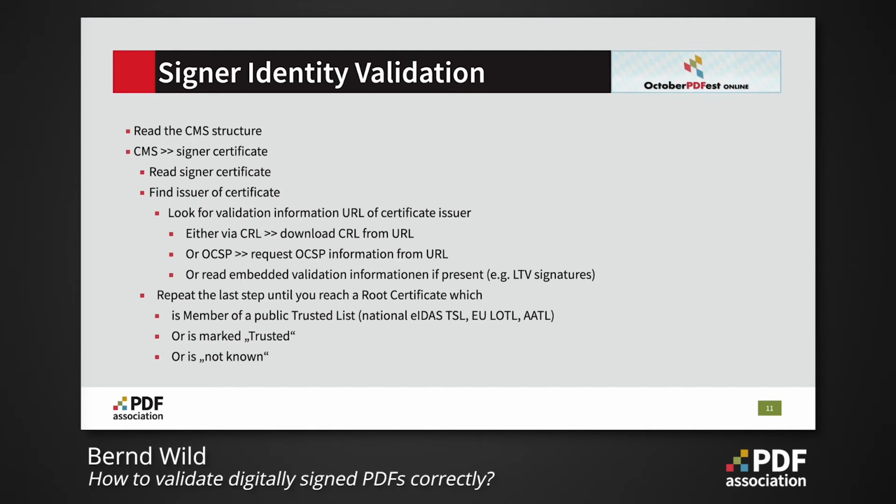Depending on the specifications, the root certificates in a so-called trust list are considered trustworthy. In case of qualified electronic signatures, according to the eIDAS regulation, this would mean, for example, the national eIDAS trusted lists and the EU list of eIDAS trusted lists. In the PDF world, the Adobe Approved Trust List, AATL, is also regarded as an anchor of trust for verifying trustworthiness.